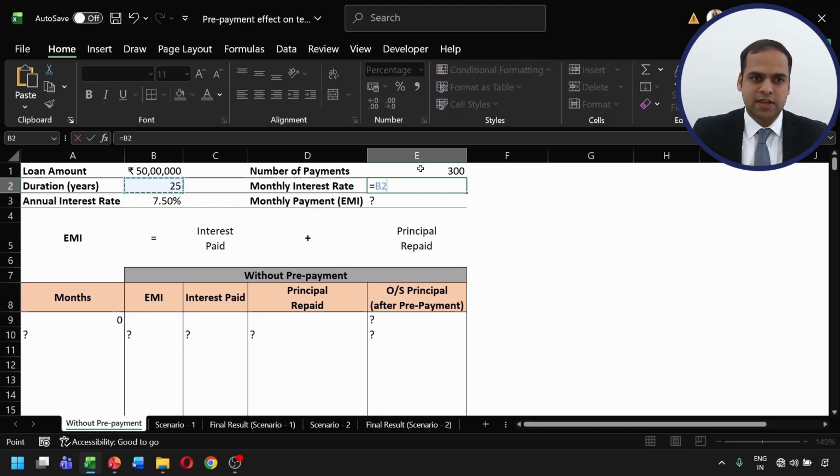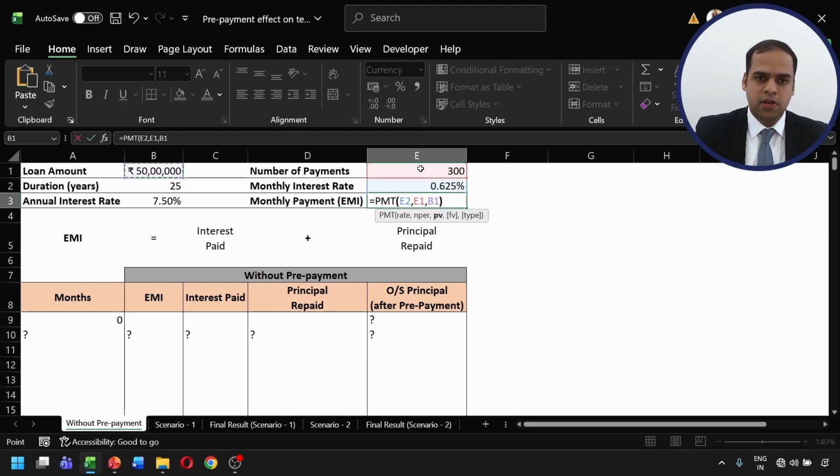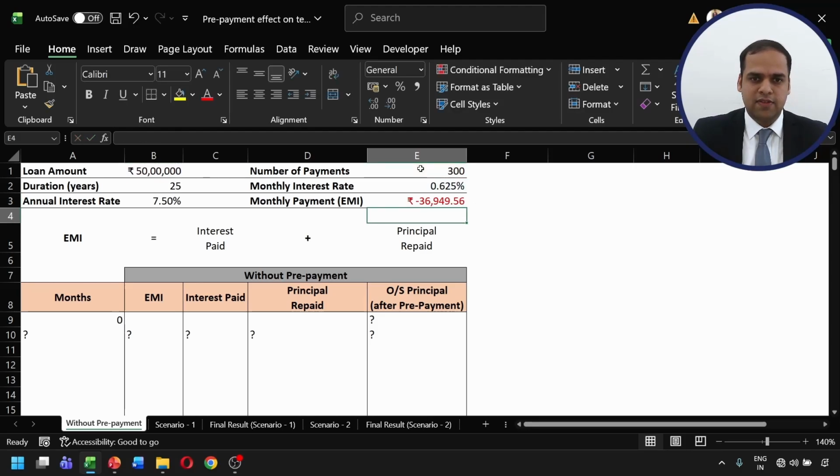The monthly interest rate is 7.5%, and if we are going to calculate the monthly, we take annual in the numerator and divide by 12. So monthly interest rate is 0.625%, and the monthly EMI. To calculate monthly EMI, we are going to use the PMT function in Excel. Rate is 0.625% monthly interest rate. Number of periods, or the number of payments we are going to make, are 300. The present value is 50 lakh for the loan we have taken. So we get 36,950 rupees approximately as our EMI.